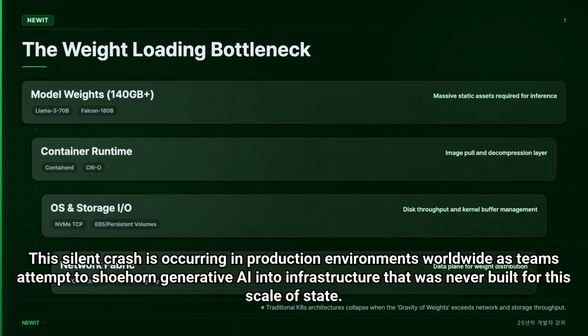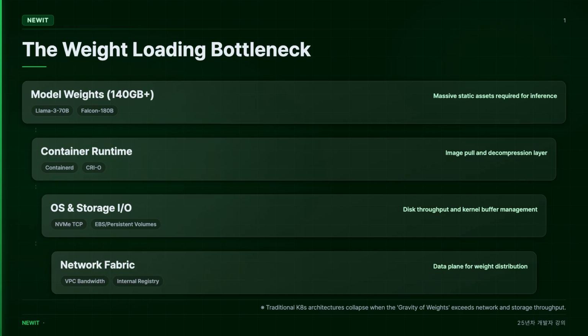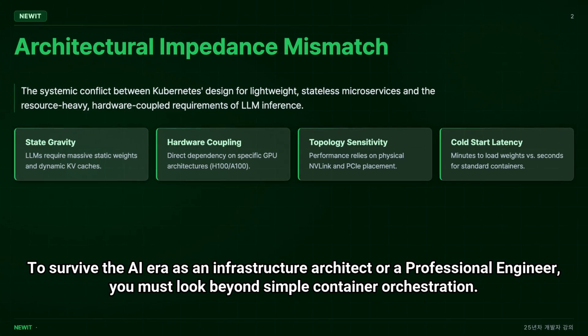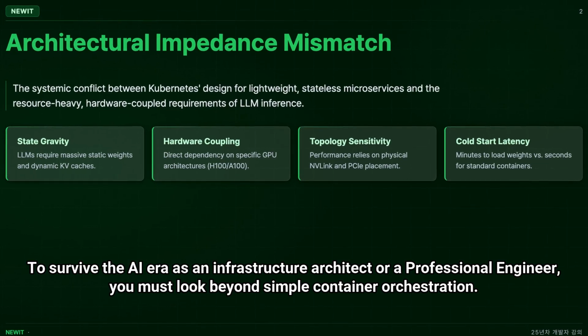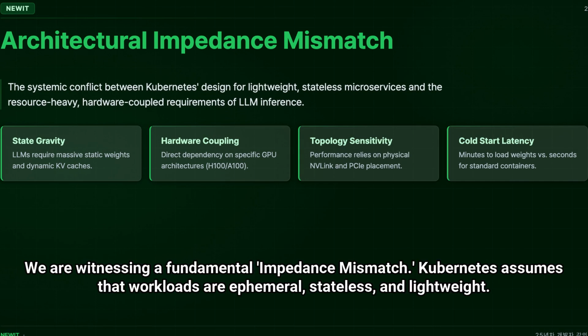This silent crash is occurring in production environments worldwide as teams attempt to shoehorn generative AI into infrastructure that was never built for this scale of state. By the end of this lecture, you will understand the deep architectural friction between cloud-native standards and the reality of generative AI. To survive the AI era as an infrastructure architect or a professional engineer, you must look beyond simple container orchestration. We are witnessing a fundamental impedance mismatch.